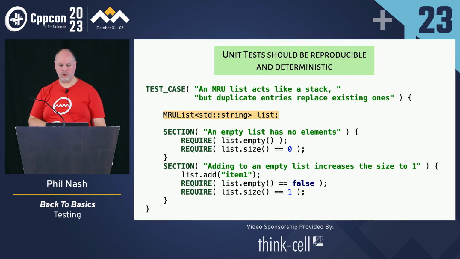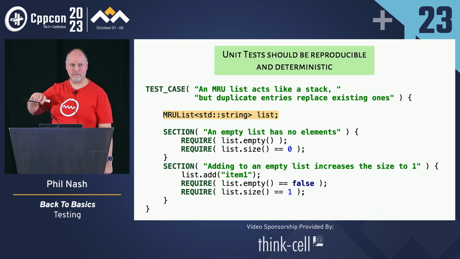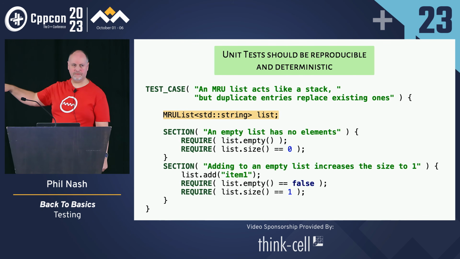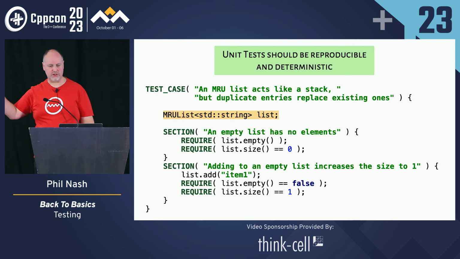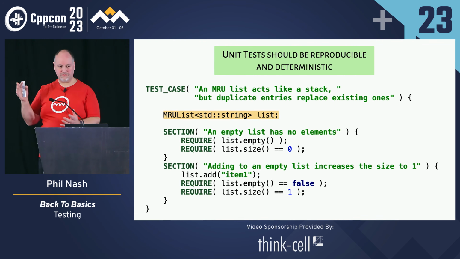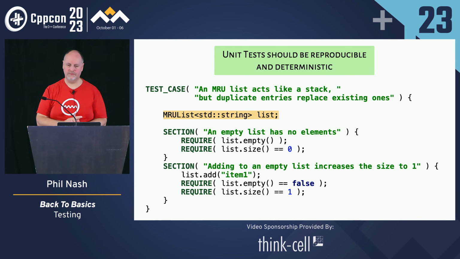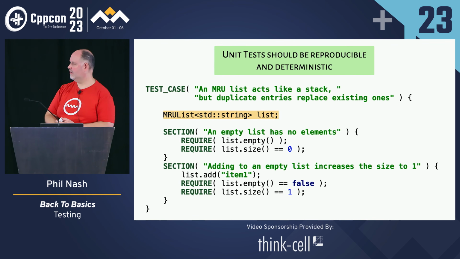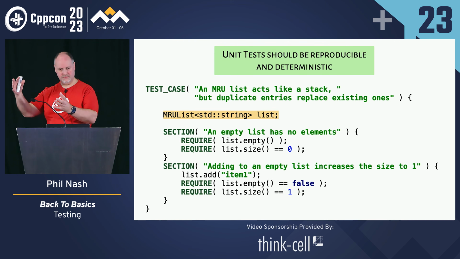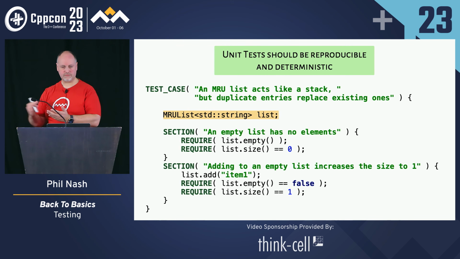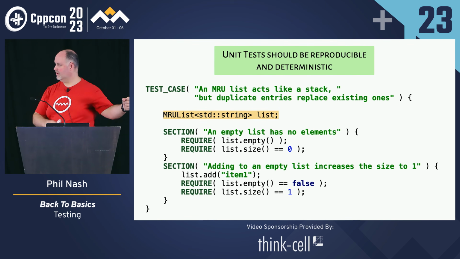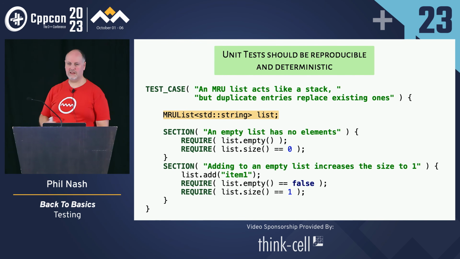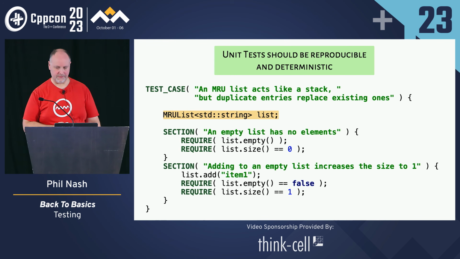Now, we will start off by creating our most recently used list. And it might seem obvious to do that in this case. In some cases, not so much. In order for your test cases to be reproducible and deterministic, as we said earlier, it means we need to set up all of our state from scratch every time. We can't have it set up somewhere else, and then we use it here, and then something else uses it. Everything set up from scratch every time, self-contained.